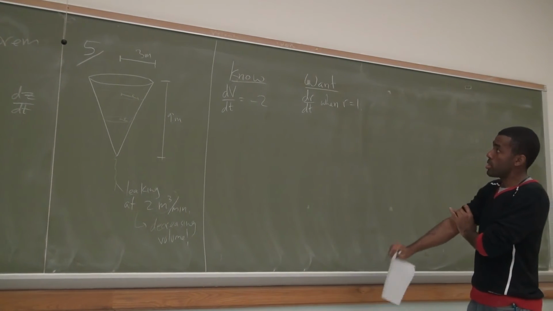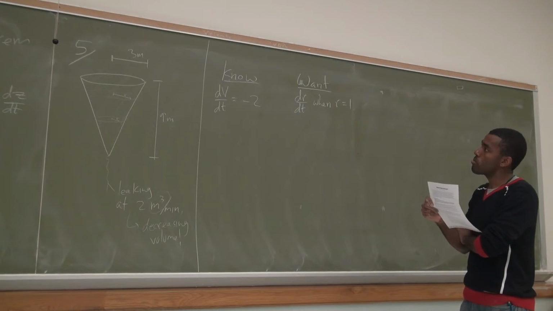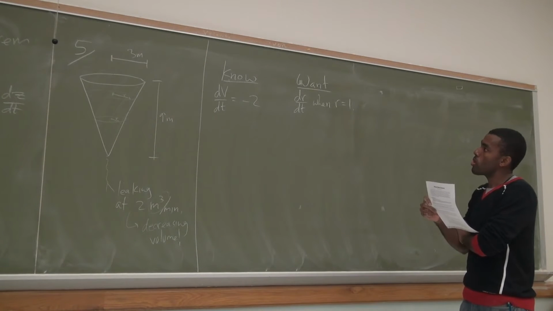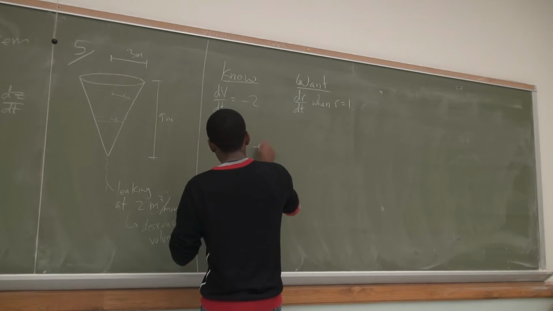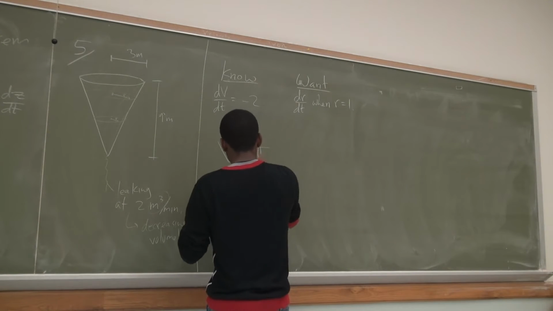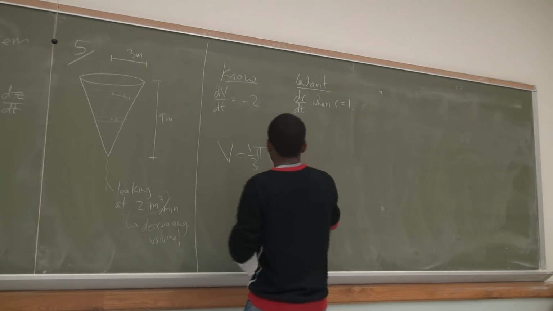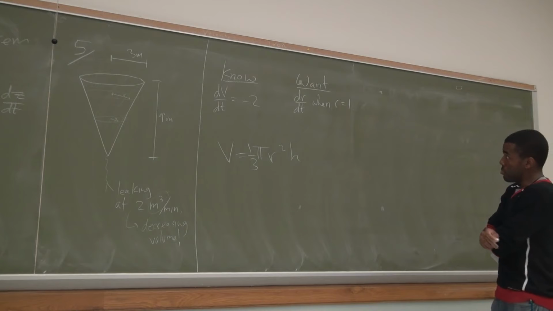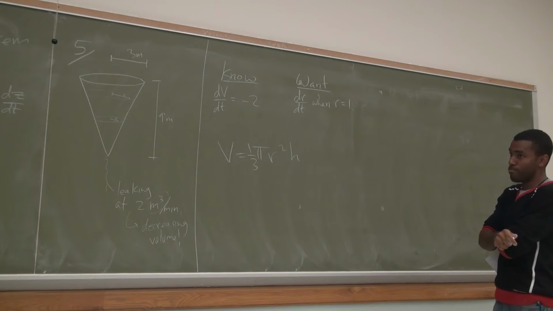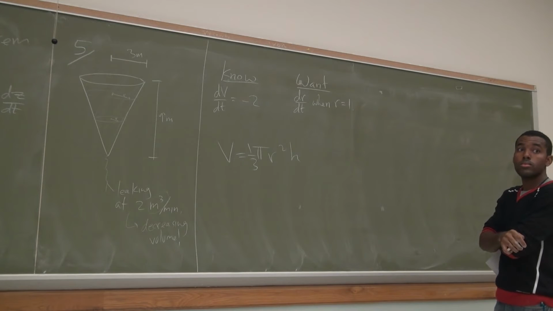All right, so how are we going to do this? We have the equation. I gave it to you in this case: V equals 1/3 pi r squared h. Can you foresee a problem here? We can make this dV/dt because we know dV/dt.